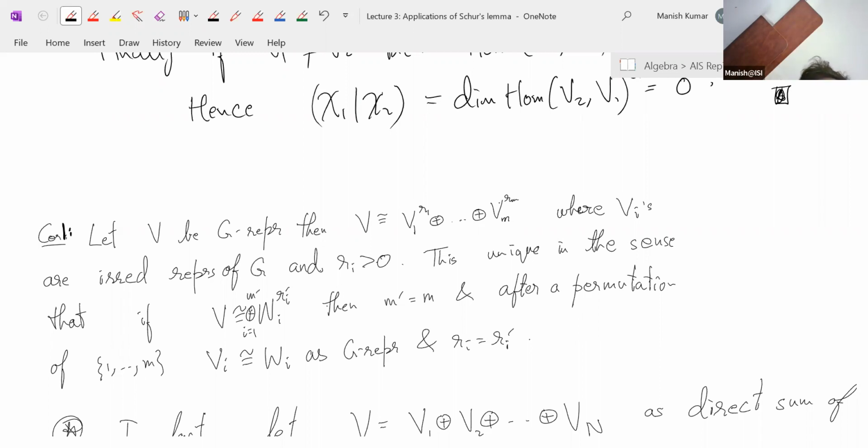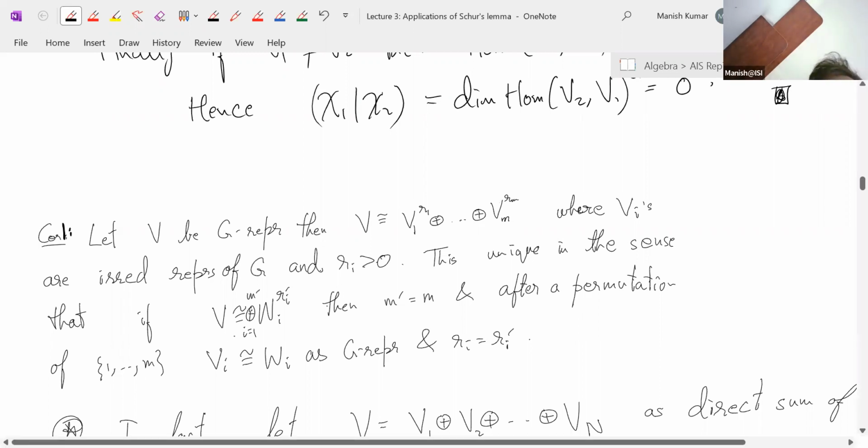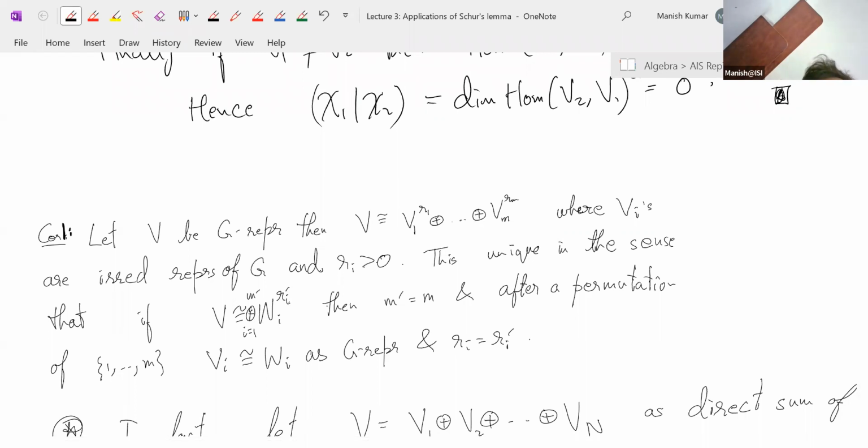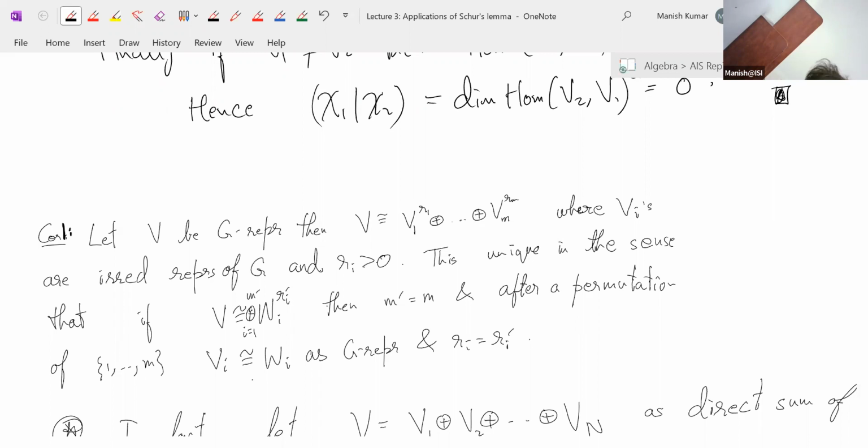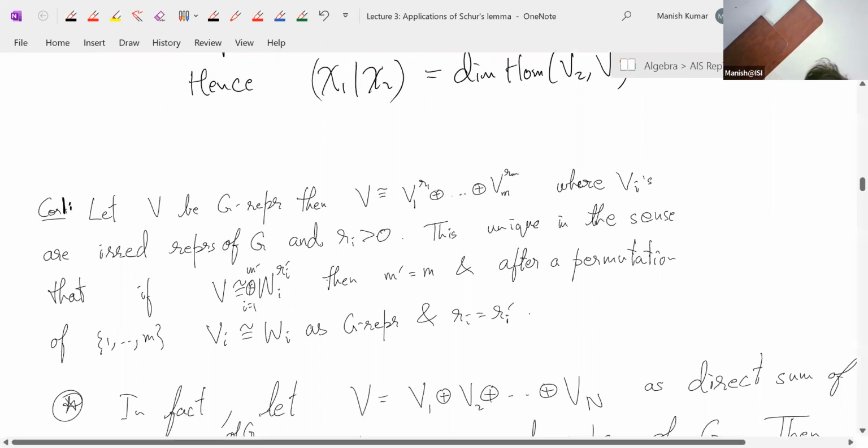Now this is unique in the sense that if you can write V as a direct sum of irreducible representations in this way, as the sum over i equals 1 to m prime of Wi to the power Ri prime, then m prime must be m, and after some permutation, Vi must be isomorphic to Wi, and Ri must be equal to Ri prime. And how do you get this?